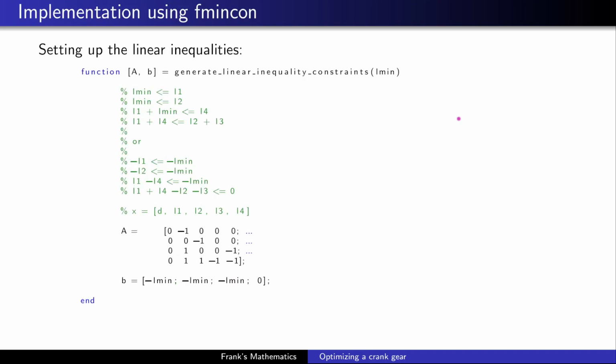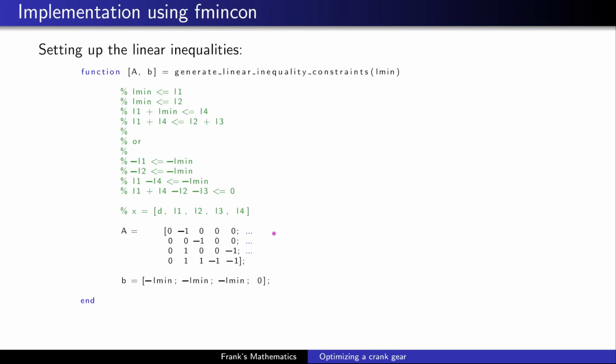More interesting is the setup of the linear inequalities. We have 4 linear inequalities. You can see that here. And we have to reformulate them as a matrix inequality, so Ax must be less or equal than b. And well, this is straightforward. I've written this in this form, and you need to reformulate this into this form here, just as a matrix-vector inequality. Really nothing spectacular going on here.